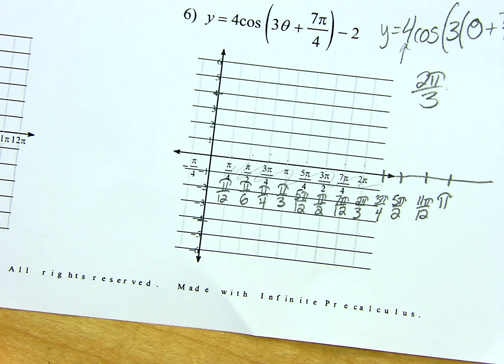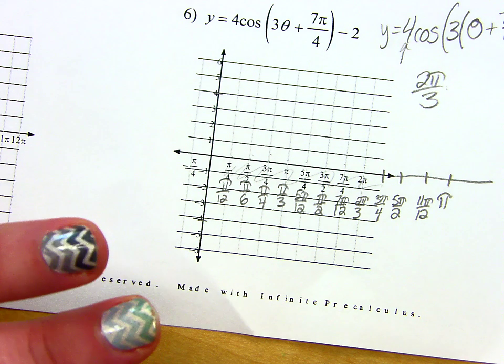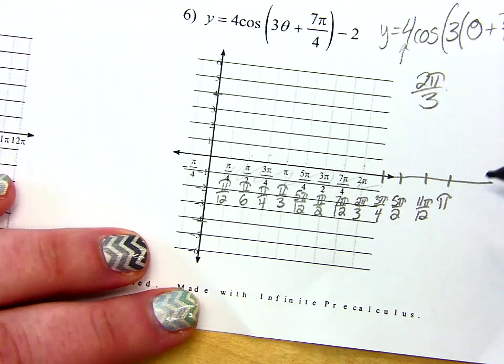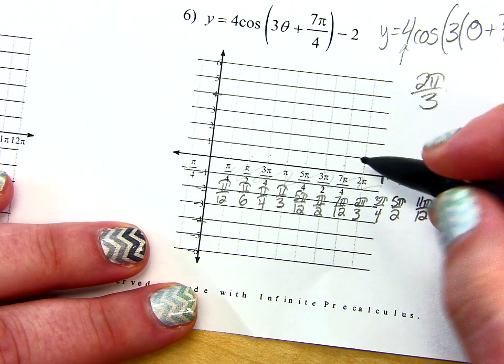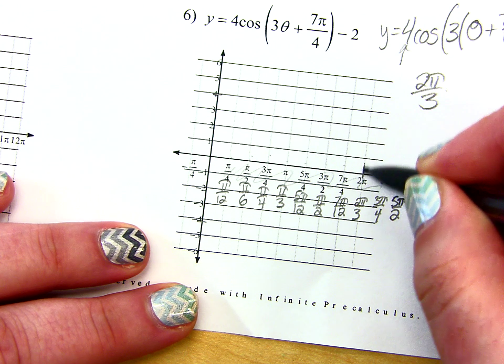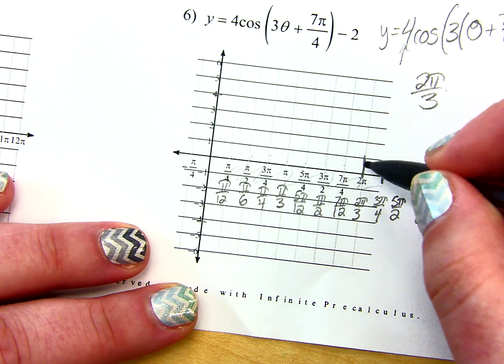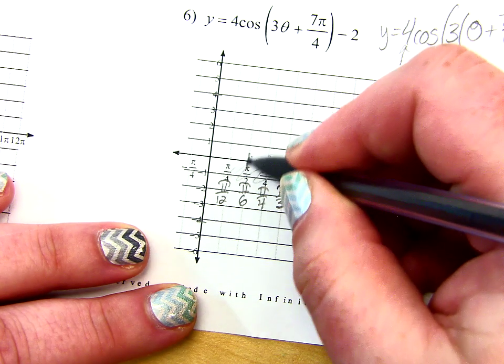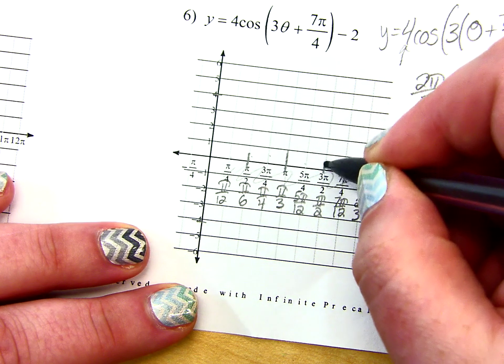Whew! Oh my gosh. I was only just labeling. That seems a little excessive. This is a bit much, this one. But it's not anything you can't do. So now, let's see. 2 pi over 3. And then I need my quarter points. So one of them is pi over 3. One is pi over 6. And one is pi over 2.